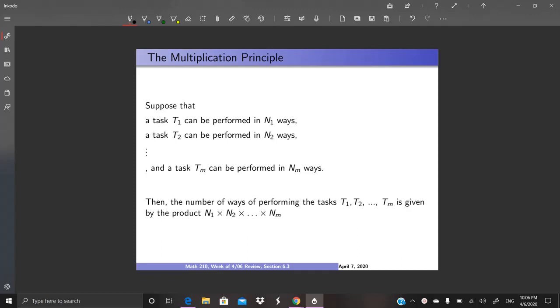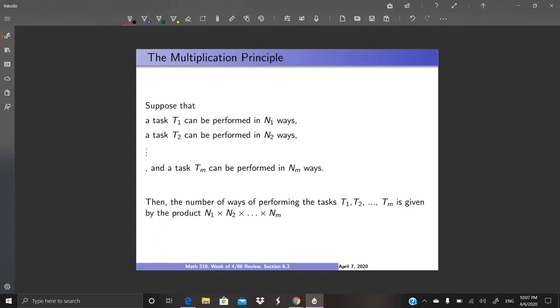And if you know that you can perform the first task in N1 ways, the second task in N2 ways, and keep going that way until you get to the Mth task, which can be performed in NM ways, and all these N1, N2, all the way through NM are just positive numbers of ways to do these tasks. If you're asked to find the number of ways of performing the tasks T1, T2, all the way to Tm, all you have to do is multiply the numbers N1, N2, all the way through Nm together.